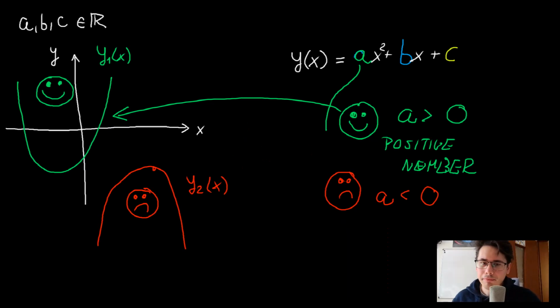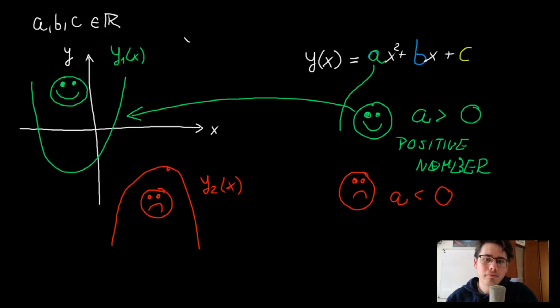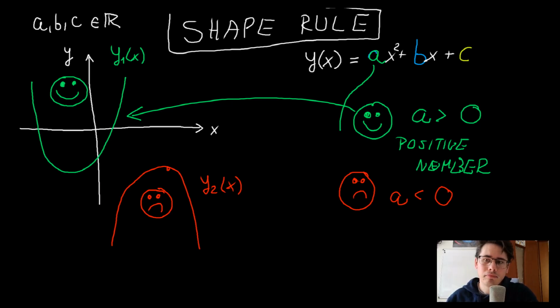That's the first rule. We can call this the shape rule. Not very scientific, I just made this name up, but let's call this the shape rule. So again, if A is larger than 0, right here, it could be any number.